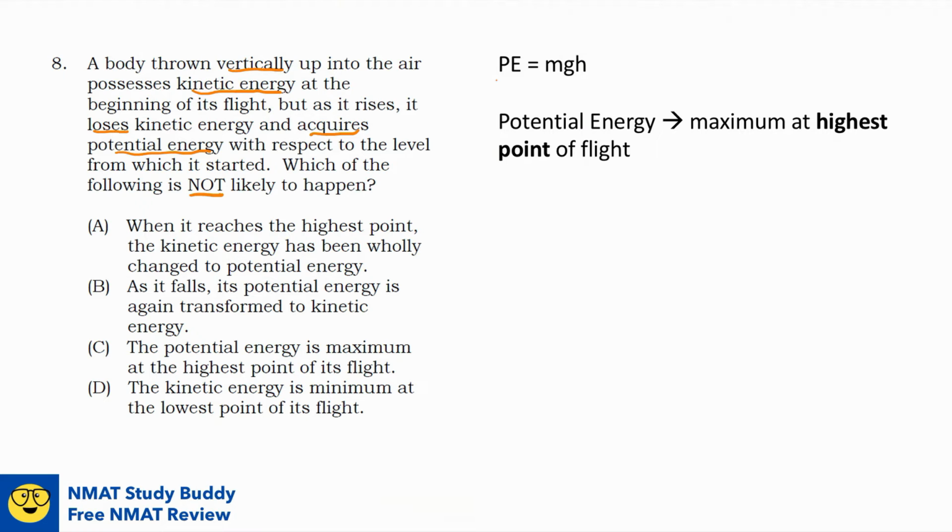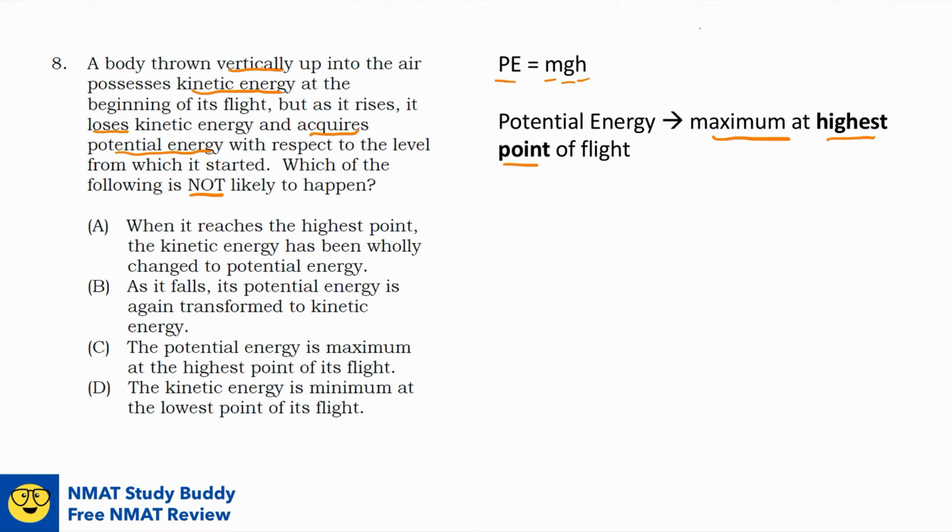Ayun, so yung question na to is nagkwento siya, yung body daw na binato mo vertically into the air, meron daw yung kinetic energy at the beginning, pero as it rises, nababawasan yung kinetic energy niya, and then yung potential energy niya is tumataas. Ayan. So, ano daw yung hindi mangyayari? So, recall lang natin, yung potential energy, yung formula niya is mass times gravity times height.